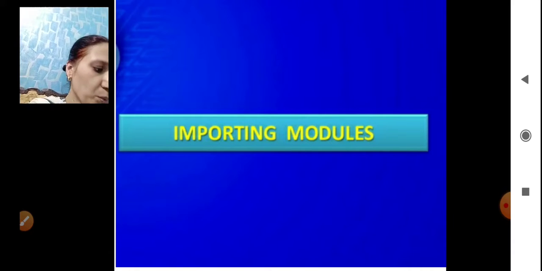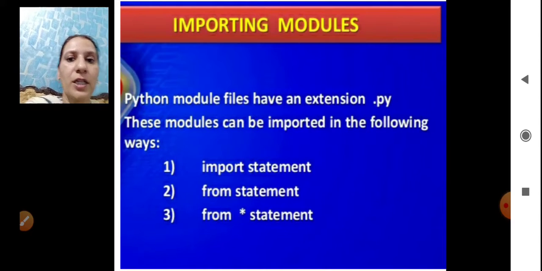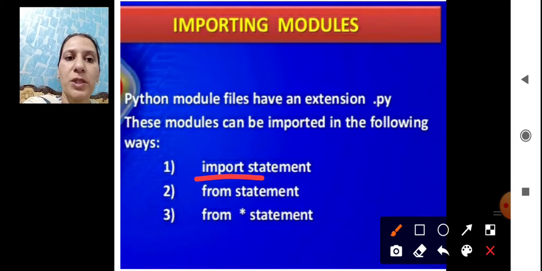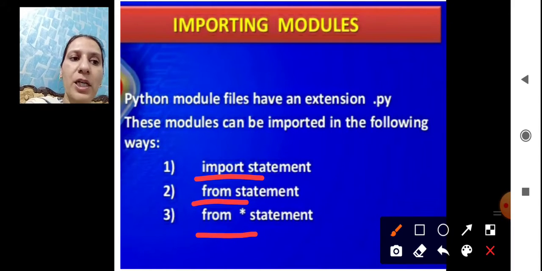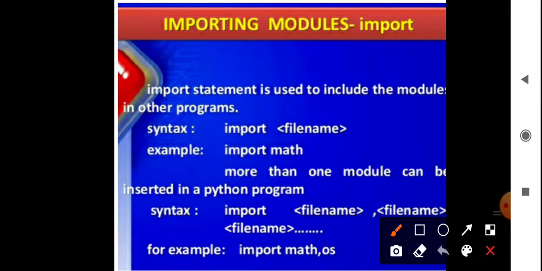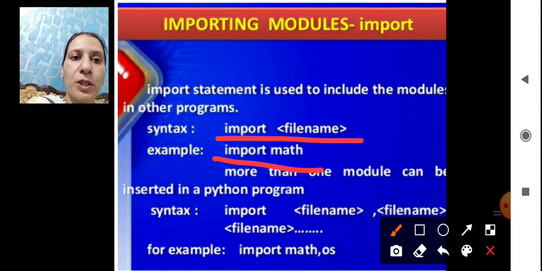Now, importing modules. You can import modules in three ways. First is by using an import statement, by using a from statement, and by using a from asterisk statement. Today we learn how to use the import statement in a program. The import statement is used to include modules in other programs, and the syntax is import file name. For example, if we are importing the math module, then we write import math.